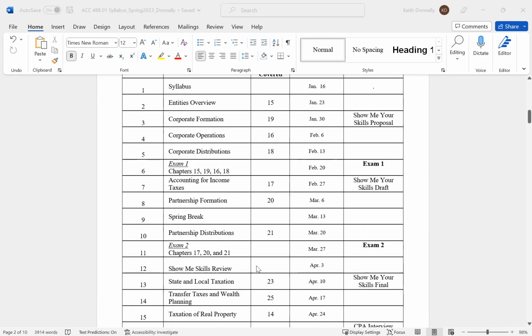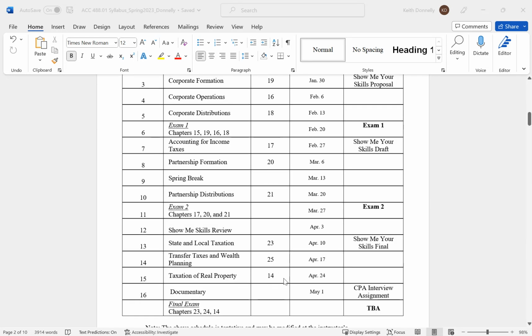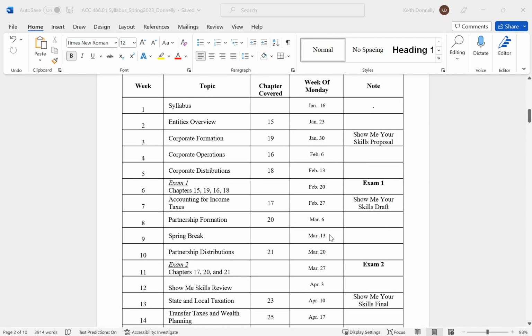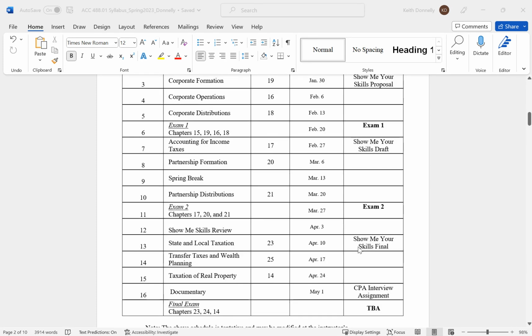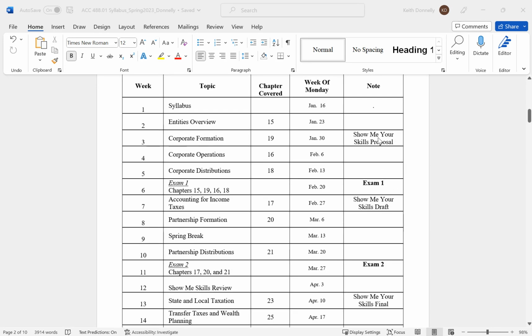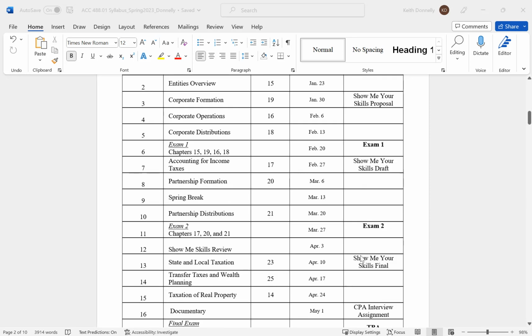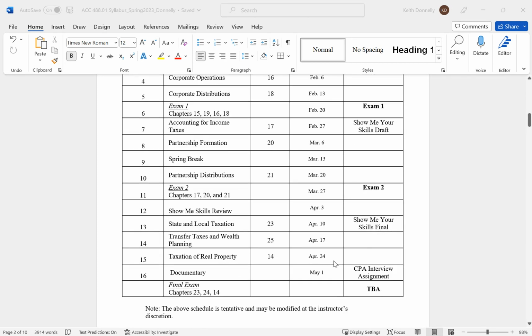Okay, so how it's going to work, essentially, we're going to do 4 weeks, then an exam. 4 weeks or 3 weeks, then an exam. 4 weeks, documentary, then an exam. In between, we're going to layer in those other items. So that's the show me your skills assignment. We're going to have a proposal deadline, a draft deadline, and then the final deadline. The CPA interview assignment is due at the very end of the semester.